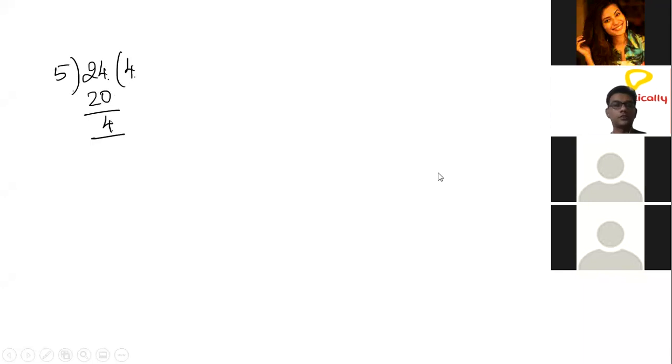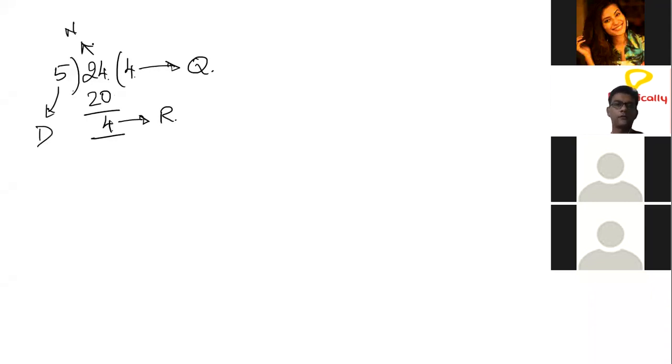Thank you. So I have a number 24 and I'm dividing it by 5. 5 fours are 20 and 4 is the remainder. So what are the various names given to these parameters? This value is always called the quotient. This value is always called the remainder. This value is always called the divisor. And this number is always called the dividend.